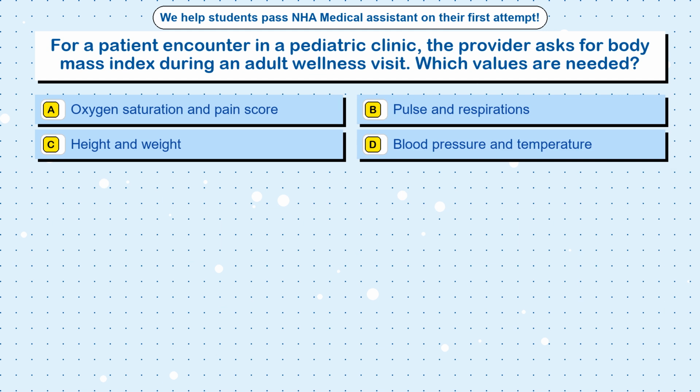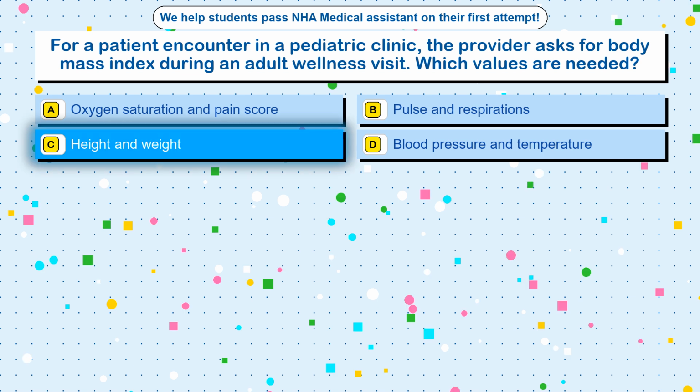Question 50. For a patient encounter in a pediatric clinic, the provider asks for body mass index during an adult wellness visit. Which values are needed? Option A. Oxygen saturation and pain score. Option B. Pulse and respirations. Option C. Height and weight. Option D. Blood pressure and temperature.